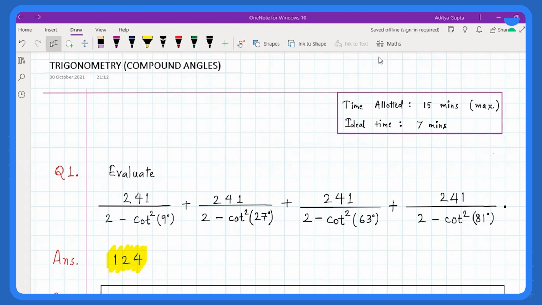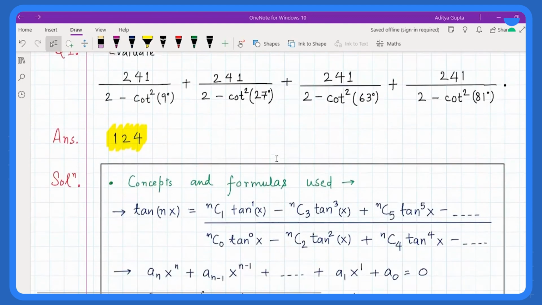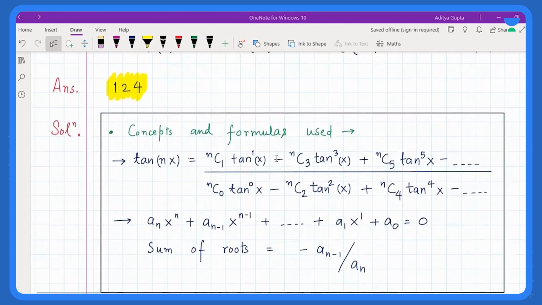And after a genuine attempt, if you're not able to do it, then return back to the video to have a look at the solution. So I hope you all have returned and have tried the question. So let us have a look at the solution itself as to how this question can be solved. So the concepts and formulas that are used here are that we should know the tan nx expansion formula. We should know in general what it is.